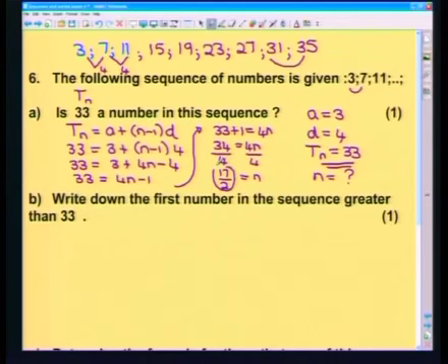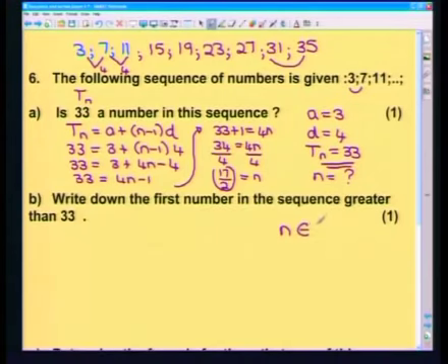What did n stand for? N stood for the number of terms. So can you have an 8.5 term? The answer is clearly no. One thing we must fix in our minds whenever we're working with this is that our n value is always going to be a natural number.